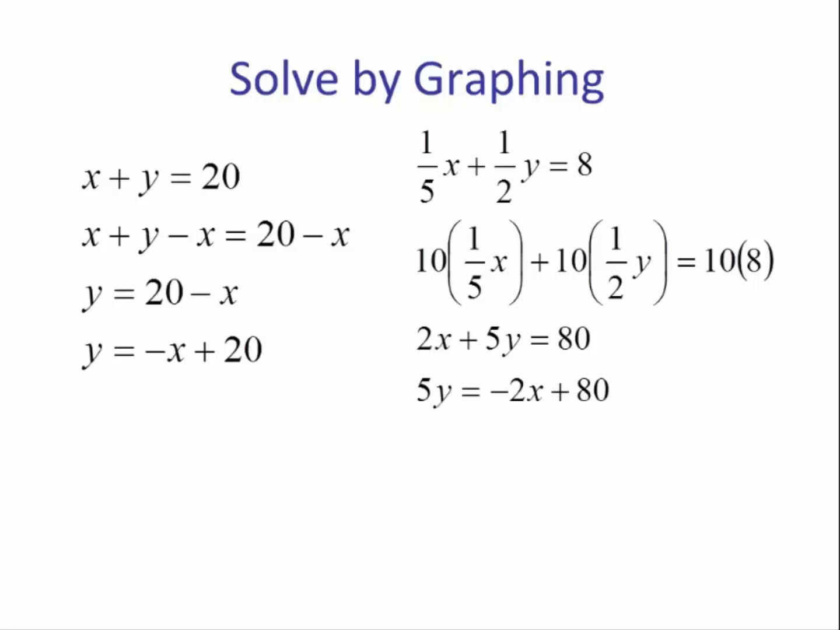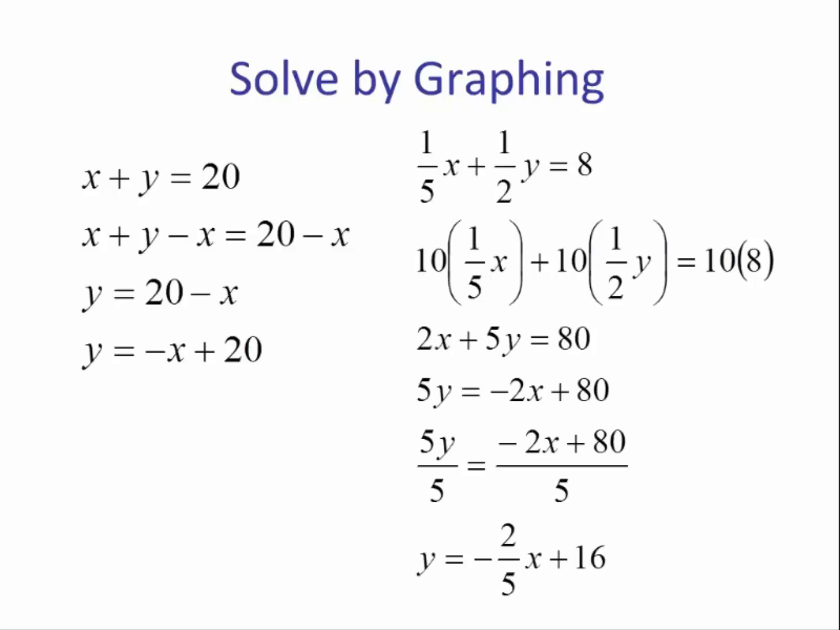Since it's multiplying, we do the opposite and divide. Now we have to remember that the 5 is dividing both terms on the right hand side. So we're left with y equals negative 2/5 x plus 80 divided by 5, which is 16. So we have both equations in y equals mx plus b form.